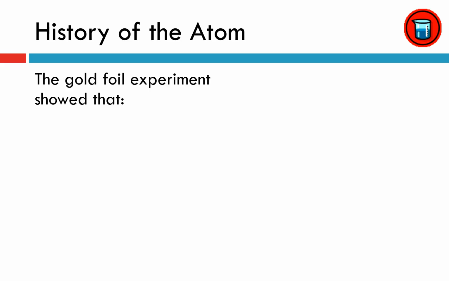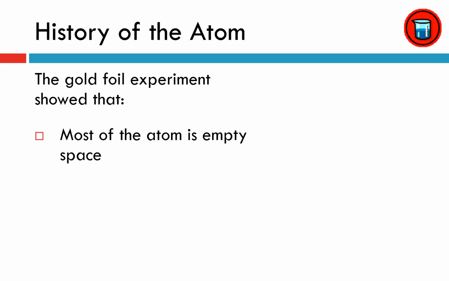Alright, so a little bit more about the gold foil experiment. Essentially, Ernest Rutherford discovered the nucleus. This is a monumental change to the model of the atom that J.J. Thomson proposed, where that positive charge was just smeared out across the entire atom. Because so few of the alpha particles actually struck the nucleus, Rutherford concluded that most of the atom is empty space.